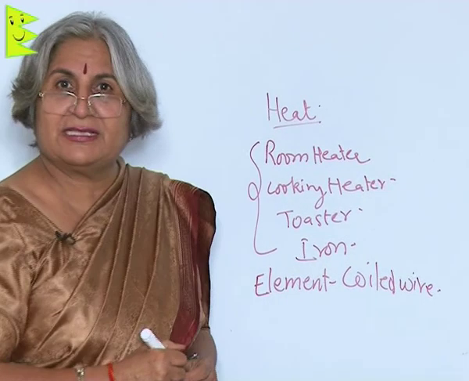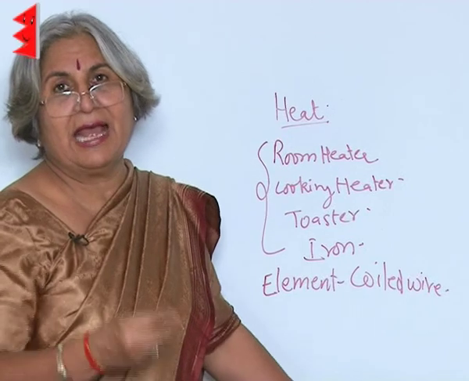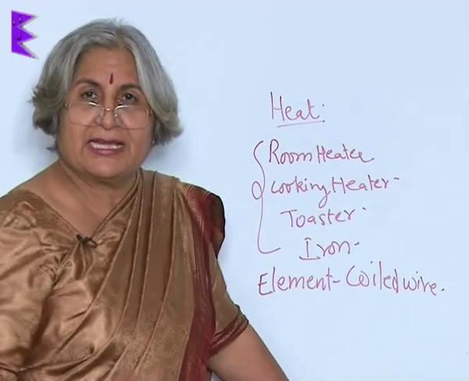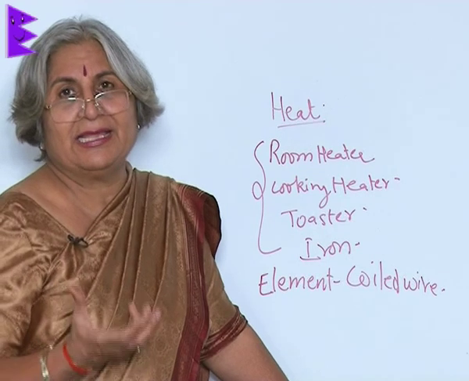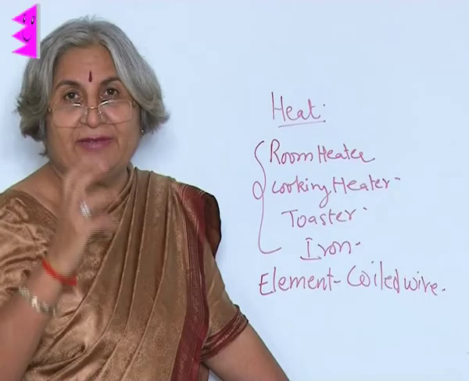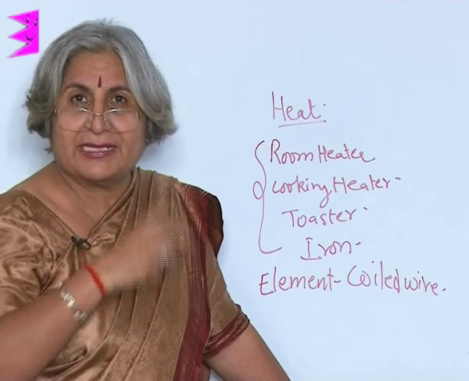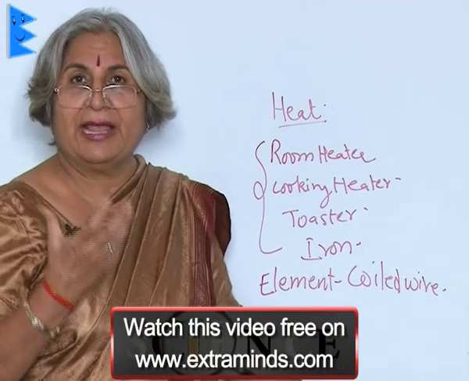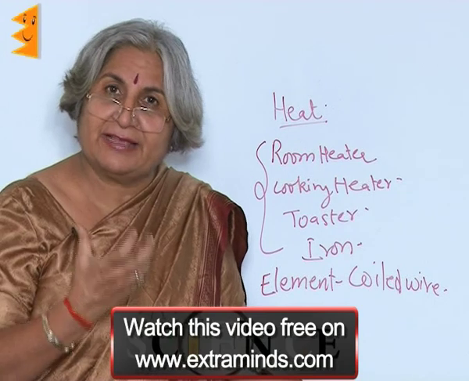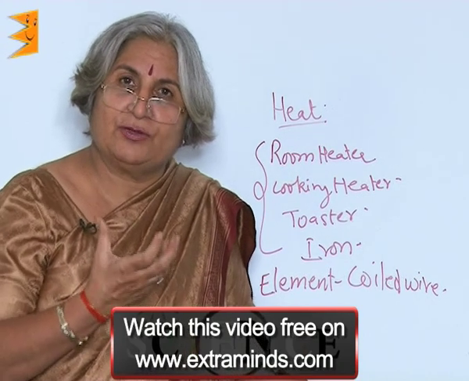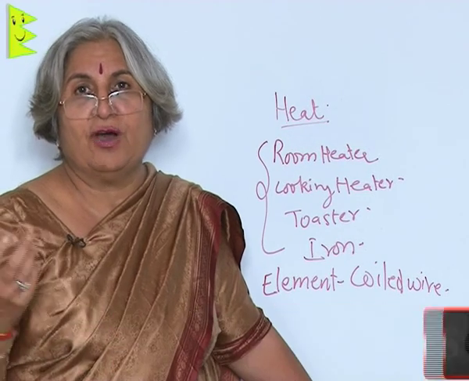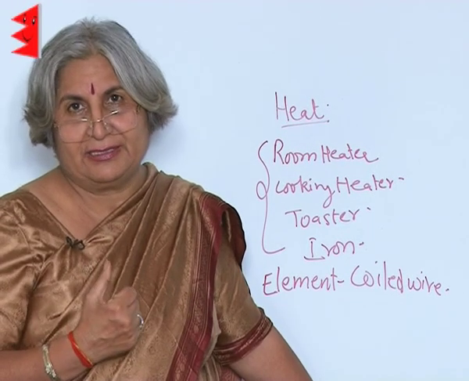Many times you must have heard your parents say that the element of this thing is spoiled, so we have to replace it. Basically, that element is nothing but a coiled wire. When the electrical current passes through this element, it gets heated up and is able to emit heat. In a cooking heater, we are able to cook with that heat, and a room heater warms up the room during the winters.